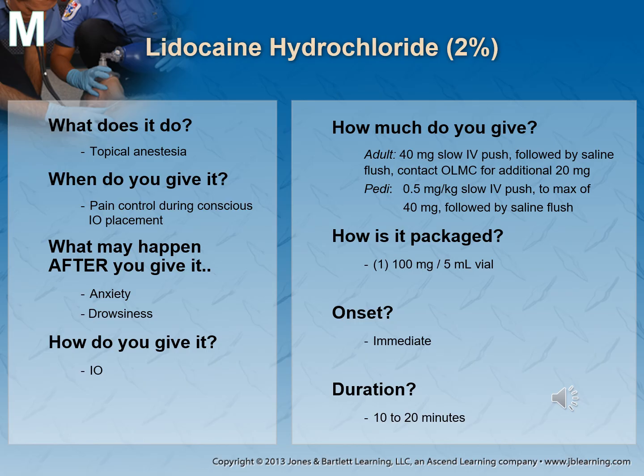In an adult, it's a 4 milligram slow IV push followed by a saline flush. And then if you need more, you call medical control. How is it packaged? 100 milligrams and 5 mLs. The onset is pretty immediate and it lasts about 10 to 20 minutes.